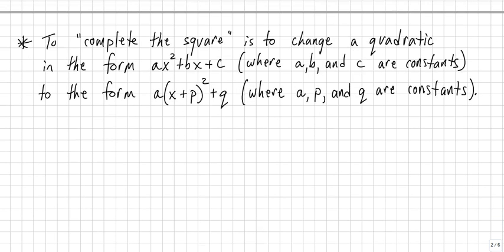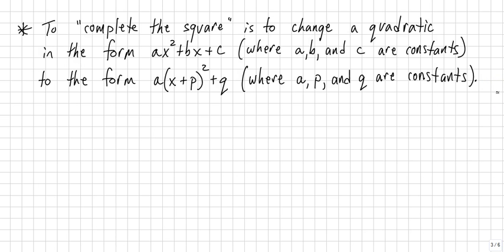Okay, so what do we mean by complete the square? When you hear that, what we're saying is we're going to change a quadratic that's in this form, which is ax squared plus bx plus c. Again, a, b, and c are just constants. The variable is x. So we'll actually have numbers for a, b, and c when we do specific ones. We're going to change the quadratic from looking like this. We're going to do something called completing the square to make it look like this.